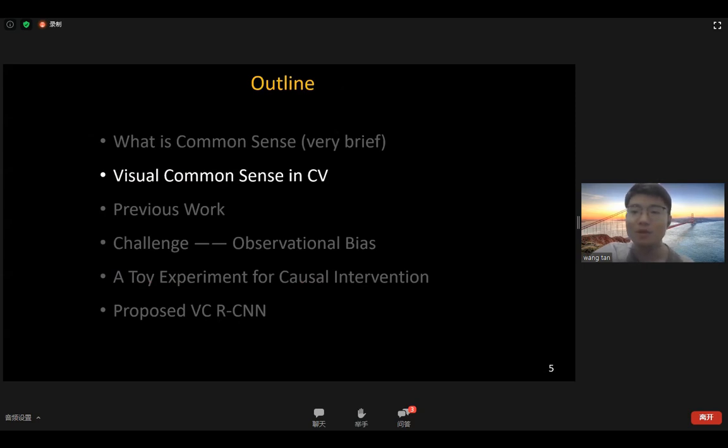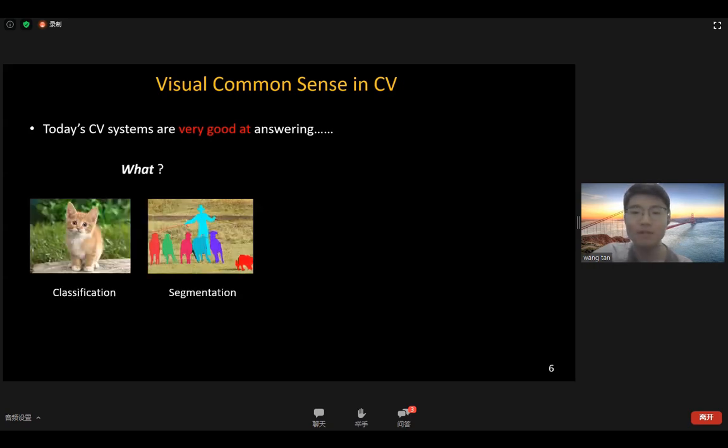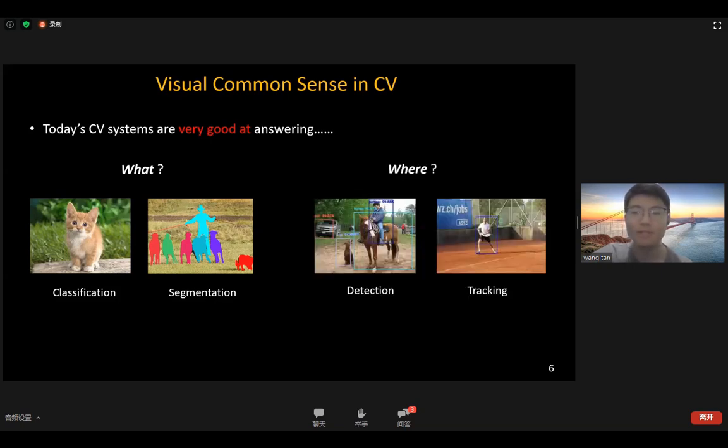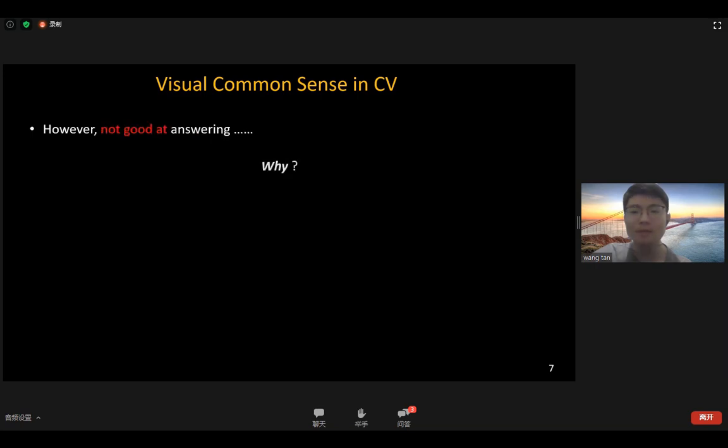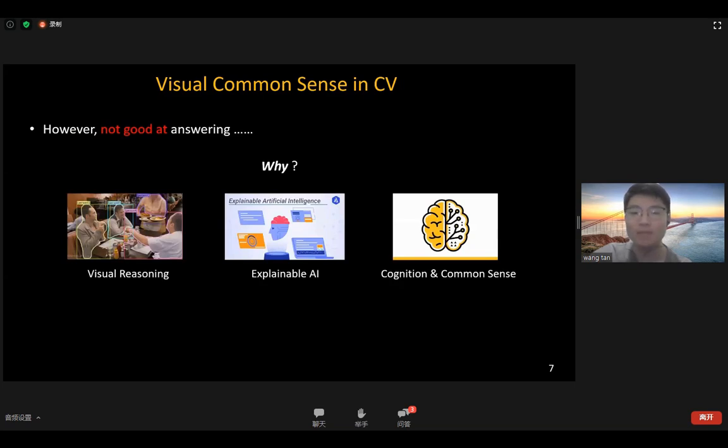What is visual common sense in our CV community? Actually, today's CV systems are very good at answering what, for example, classification and segmentation, and where, for example, detection and tracking. However, they are not good at answering why, which means asking for visual reasoning and the high-level common sense reasons behind the machine's decisions. Our machine needs visual common sense to learn to answer why.